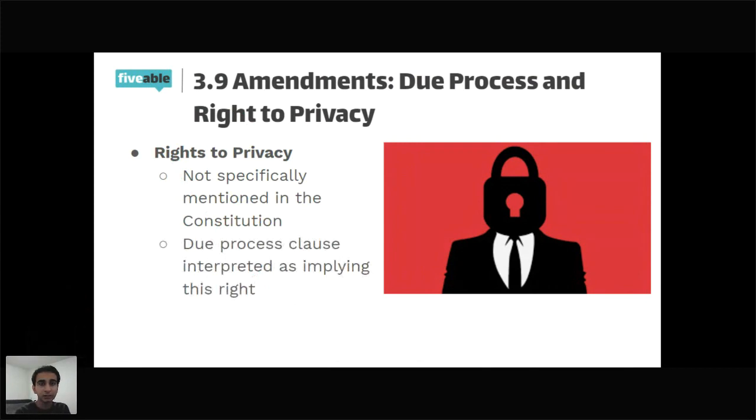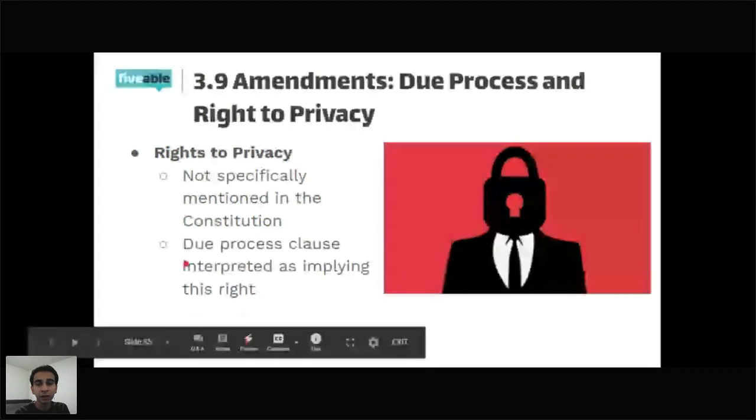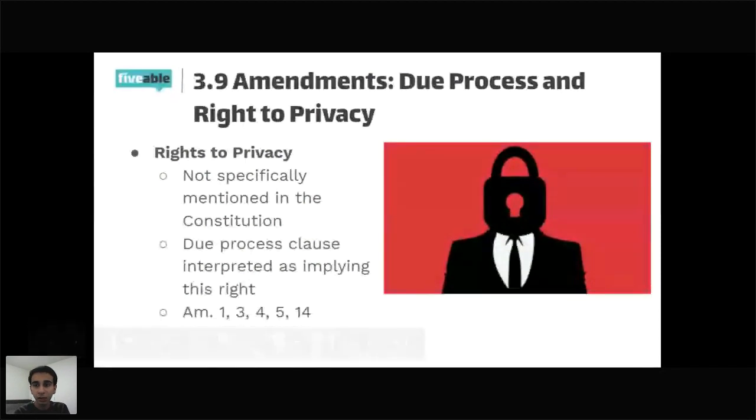And there's several ways where other amendments can apply to the right of privacy, including 1, 3, 4, 5, and 14. So 1 guarantees the freedom of religion. So that's, I guess, a private thing. That one doesn't apply as much. Number 3 prohibits the government from quartering, like forcing citizens to quarter soldiers in their homes. 4th Amendment protects citizens from unreasonable searches and seizures without a warrant.